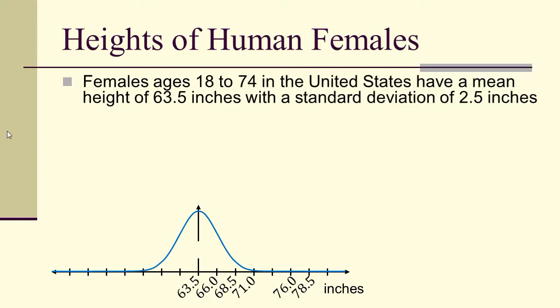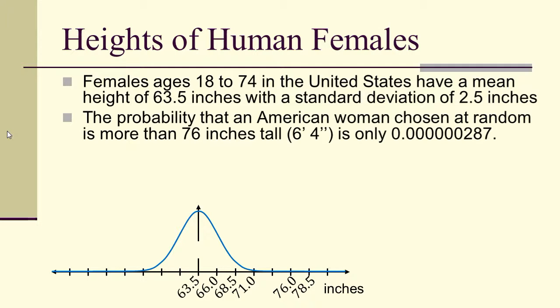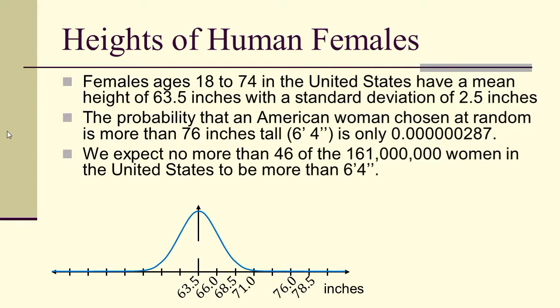So females ages 18 to 74 in the United States have a mean height of 63.5 inches with a standard deviation of 2.5 inches. So that means the probability that an American woman, chosen at random, being more than 76 inches tall, 6 foot 4, is 0.00000287. That's a really small probability. That means that of the 161 or so million women in the United States, we would only expect 46 of them to be 6 feet 4 inches tall.